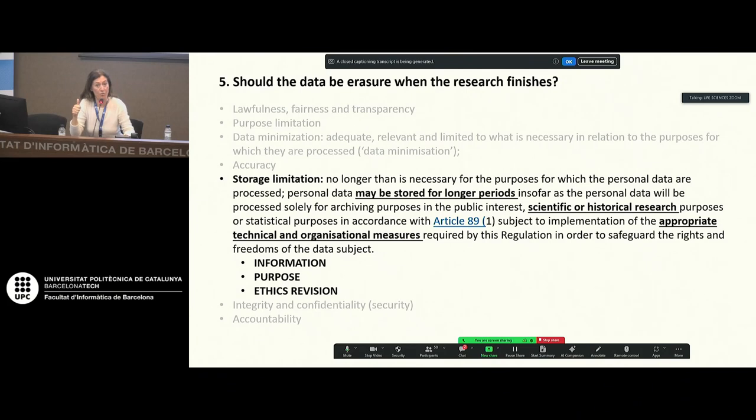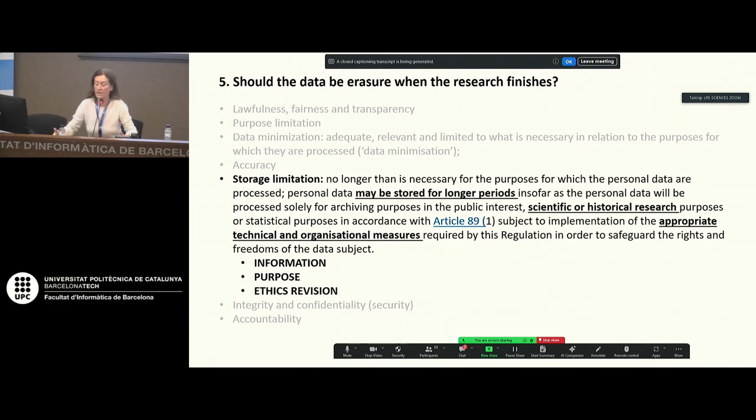The first guarantee is information to the subject. So the subject has to know that the data are going to be stored for a long period. The second one is you need to have a purpose. The purpose, for example, could be to make a cohort. That could be a purpose, but this is different to a research project. So the storage has to have a purpose. It could be scientific research, yes, but you have to be concrete. You have to explain the concrete purpose.